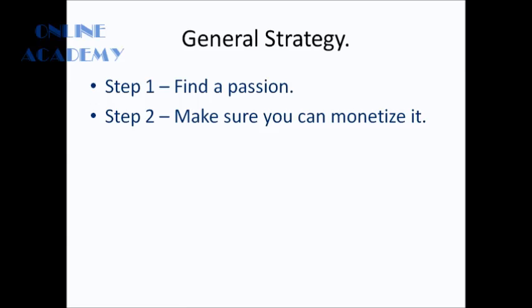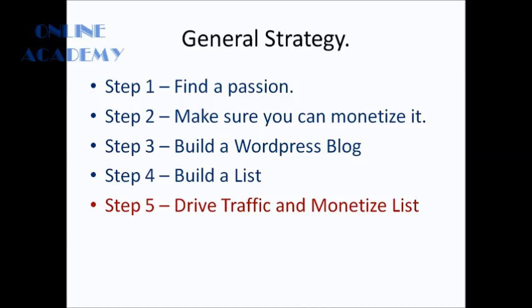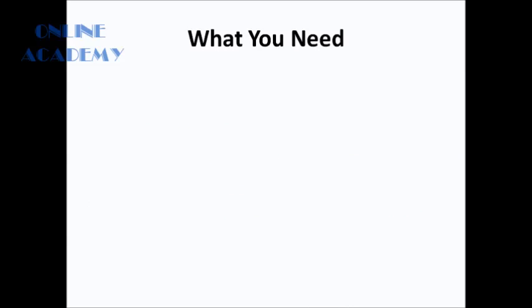So the general strategy is this. Step number one, find a passion or find somebody who needs a solution so you can become passionate about it. Step number two, make sure that you can monetize it. Step number three, build a WordPress blog. Step number four, build a list. And step number five, drive traffic and begin to monetize the list.